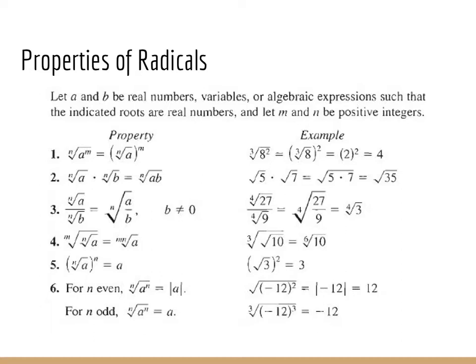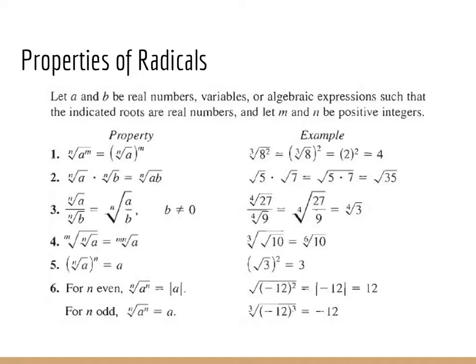Number 4, if we have the m root of the nth root of a, we can simply multiply those indices, so we have the mnth root of a. So here we're taking the cubed root of the square root of 10. 3 times 2 is 6, so that is the same as the sixth root of 10.